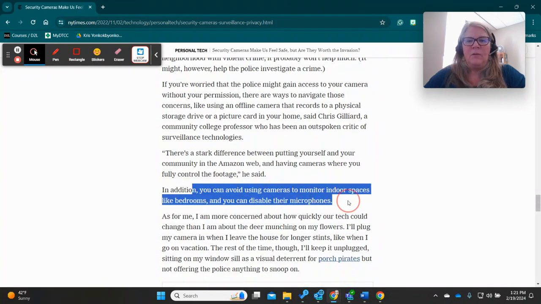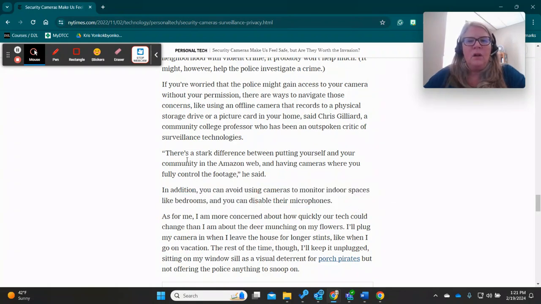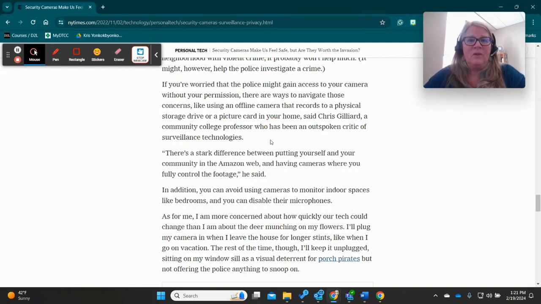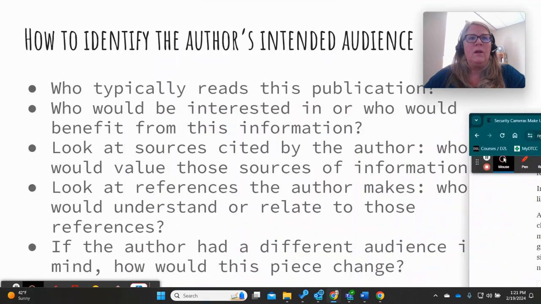You can avoid using cameras to monitor indoor spaces like bedrooms, and you can disable their microphones. So there are people that might have these cameras, right? That's who he's kind of talking about, because he has the "you" in there.